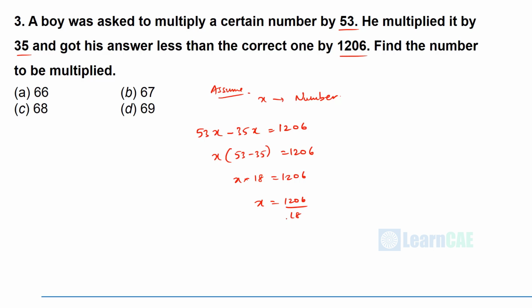We shall divide by 6. This will be 3, this will be 201. Again we can divide. 6 3s are 18. 67. X is equal to 67.